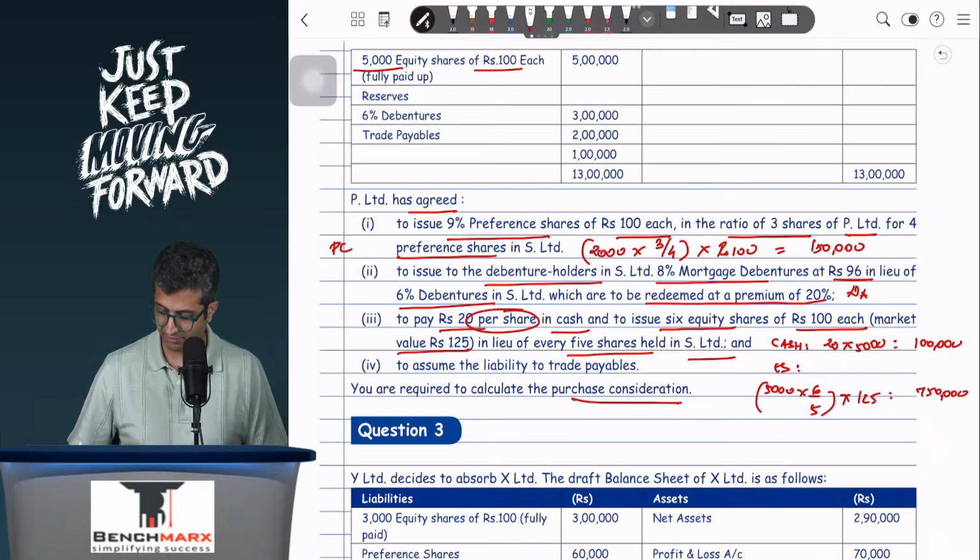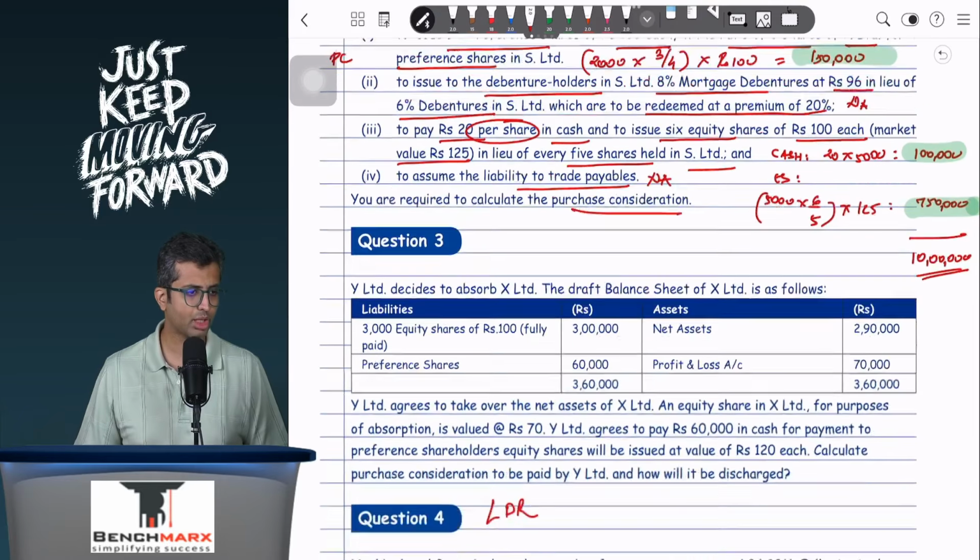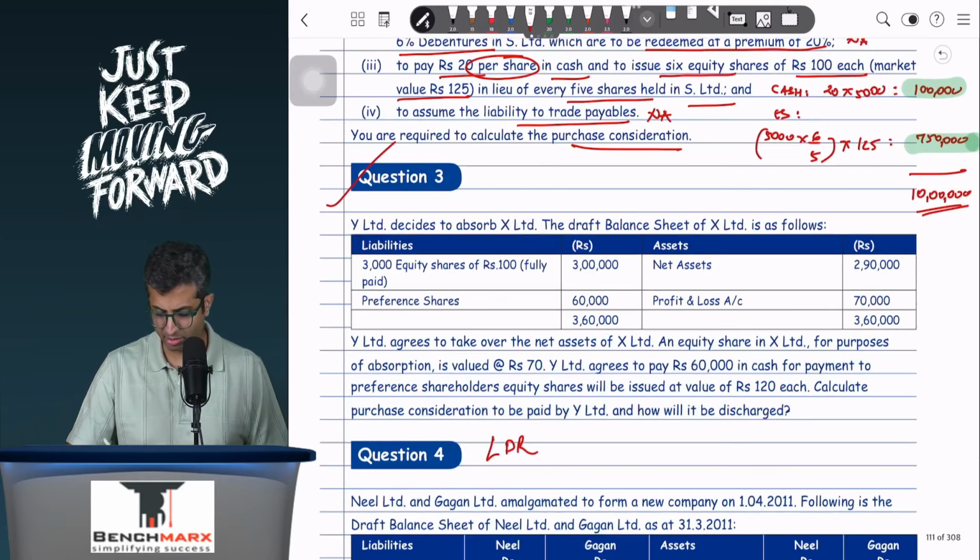And hence, if I total all of this, assume liability of trade payables, this is also part of net assets. So if you look at your PC, that is 1,50,000 and 1 lakh, that is 2,50,000, and 7,50,000. So that comes to a total of 10 lakhs. Straightforward. Okay. Next, we will go to question number 3.